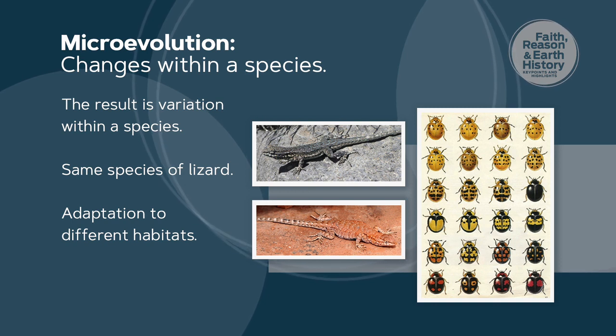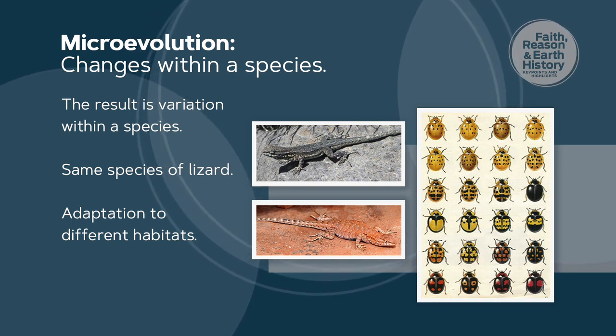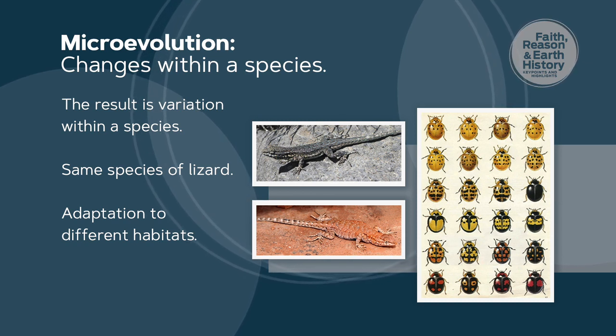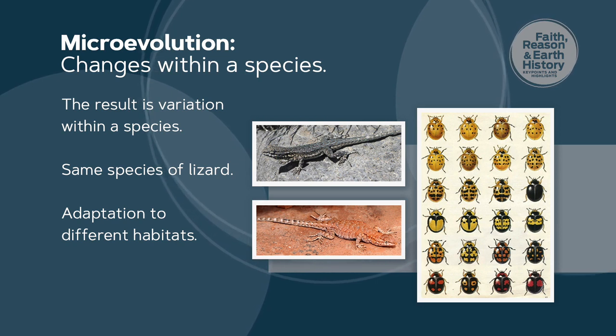Here we have 2 lizards. Same species of lizard, they're just adapted to different habitats. The gray one lives on gray granite rocks in California. The red one lives on red sandstone in Arizona. And they are adapted to their environment. They are the same species.